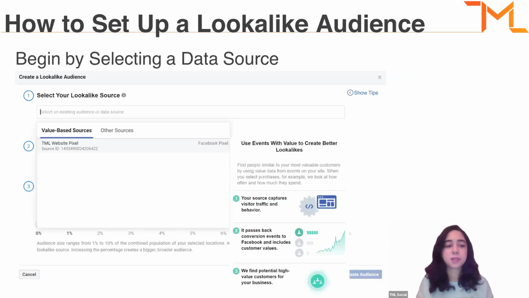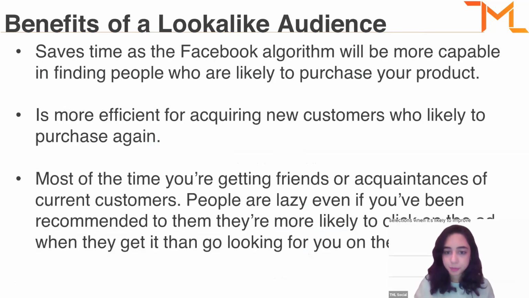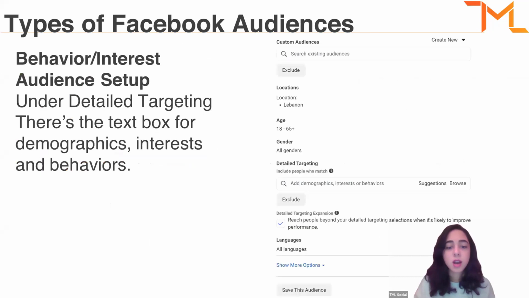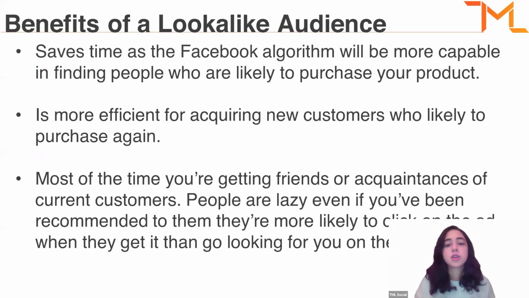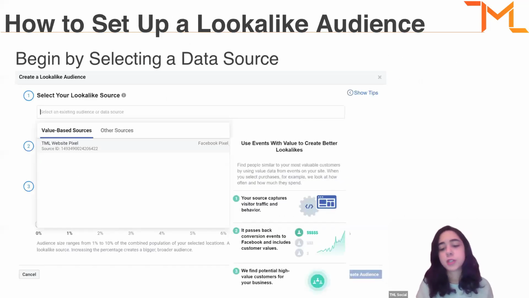So now that we've talked about how beneficial they are and what a lookalike audience even is, we're going to talk about how to set it up. Once you go into your ad set and press on create an audience, go up there, create new, and then create a lookalike audience. You will be redirected to this page.